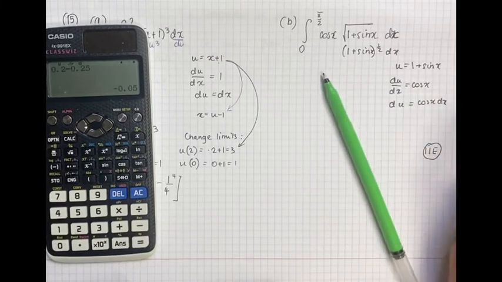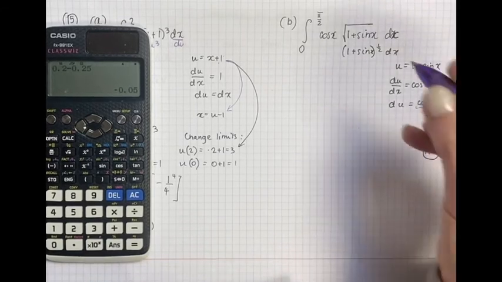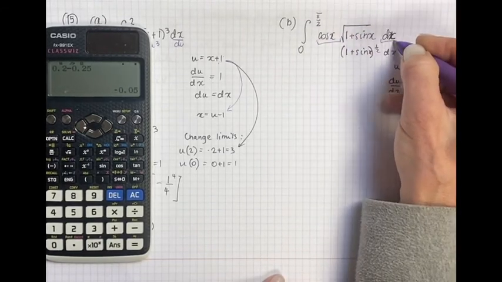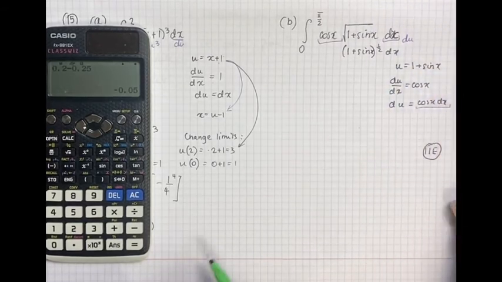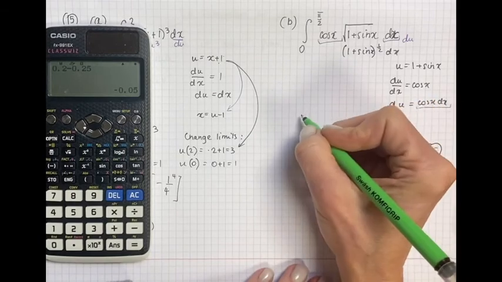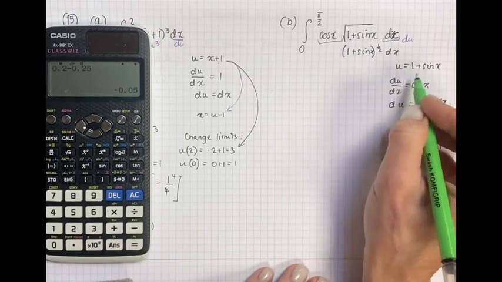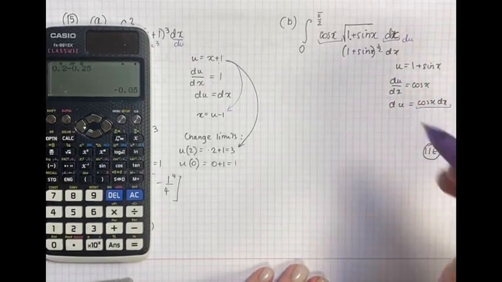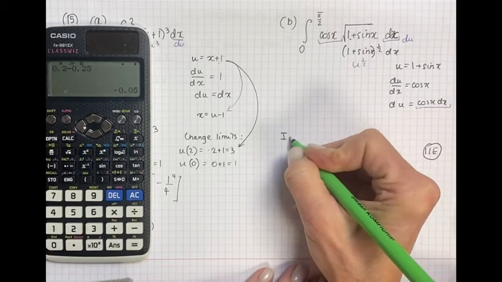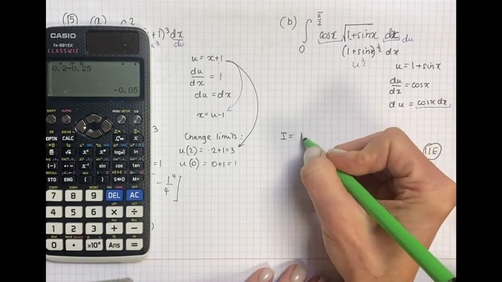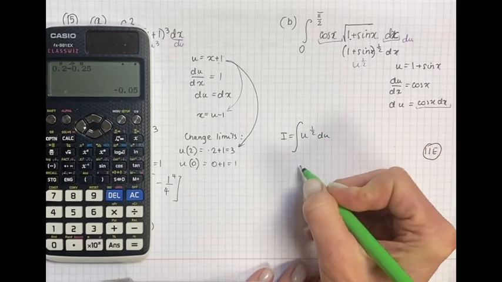Now have a little glance at what's going on within the question. Have I got cos x dx? If I do, that's good news. That whole thing can be replaced with du. If I don't, then you carry on, make dx the subject, and then substitute. 1 plus sine x, the bit under the square root to the power of a half, can be written as u to the power of a half. So our integral is going to be u to the power of a half du. We'll change the limits in a second.